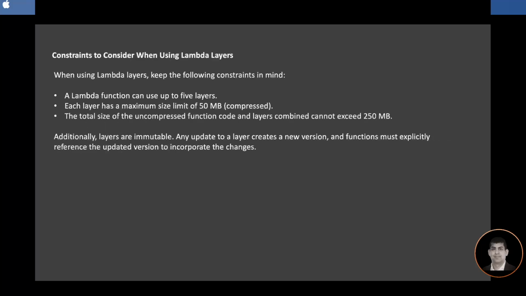Now, while there are benefits, there are some constraints also. So keep the following constraints in mind: a Lambda function can use up to 5 layers. And then each layer has a maximum size limit of 50 MB, compressed. And the total size of the uncompressed function code and layers combined cannot exceed 250 MB.